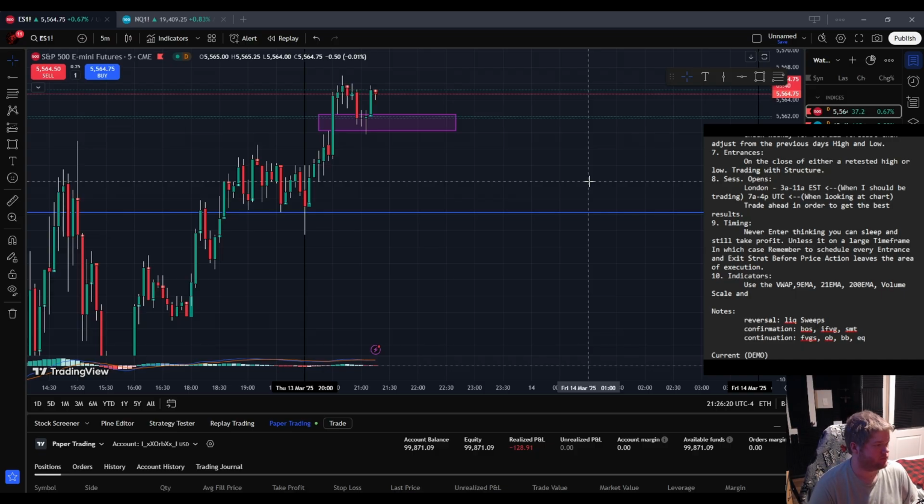So imbalances slash fair value gaps. I know I'm using the definition. Deal with it. I'm not afraid. It's imbalanced price action that needs to be balanced out via a retrace. First of all, if you guys don't know what a retrace is. That's enough for now, okay?